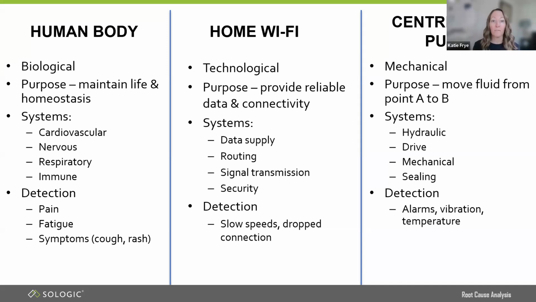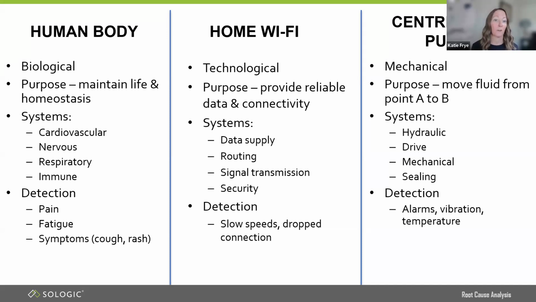So really, FMEAs can be done on any kind of asset. And I try to think of just 3 very different examples, or 3 totally different things, right? A biological system, the human body; a technological system, our home Wi-Fi network; or a mechanical system, an industrial pump. The third is most likely what you're going to see in your day-to-day occupational FMEAs, but at the end of the day, these things look nothing alike, but they all break down into systems and components.